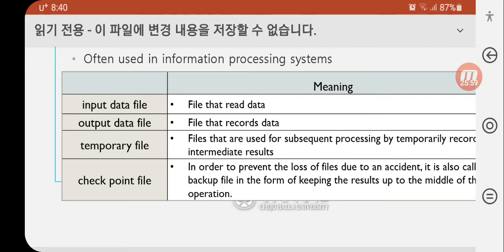And checkpoint file is in order to prevent the loss of files due to an accident. It is also called a backup file. Checkpoint file, called backup file, is in the form of keeping the results up to the middle of the operations.